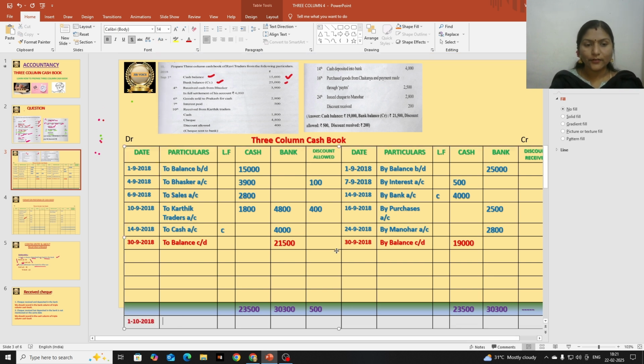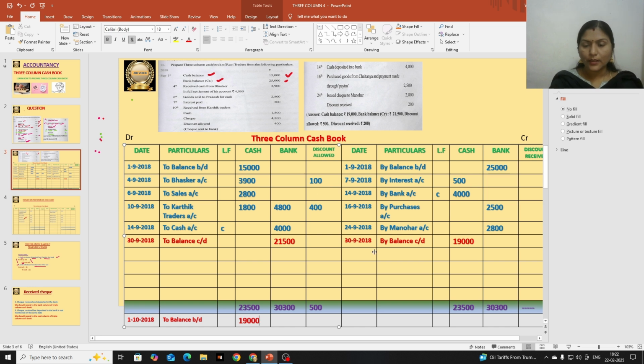Okay, and here what will we write? To balance brought down. So we are just bringing down 19,000 here on the opposite side. So write 19,000 in the cash column. Next, what will we write? We are going to record balance brought down for the balance carried down which is appearing on the debit side. That is the bank column 21,500. That is appearing on the debit side.